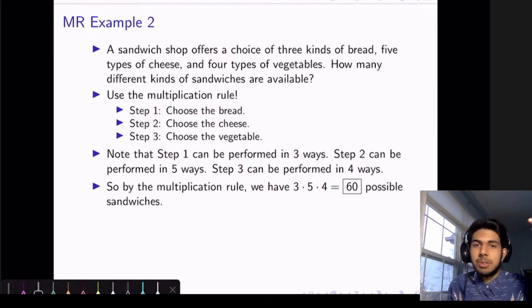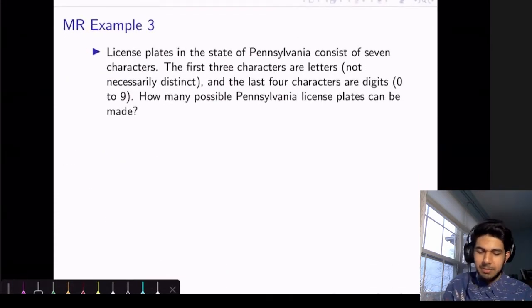Finally, choose the vegetable. Does choosing the bread and cheese affect how many vegetables are available? No. And there are 4 vegetables available, so step 3 can be performed in 4 ways. So we use the multiplication rule. 3 times 5 times 4 is 60. That's how many sandwiches are possible. Nice. Now let's do an example from scratch.